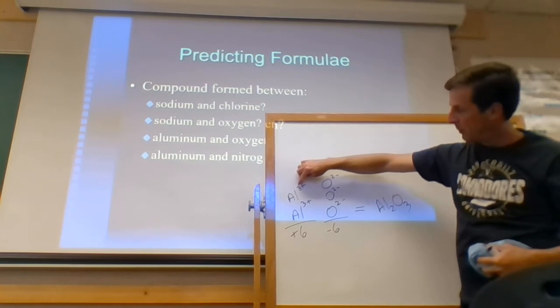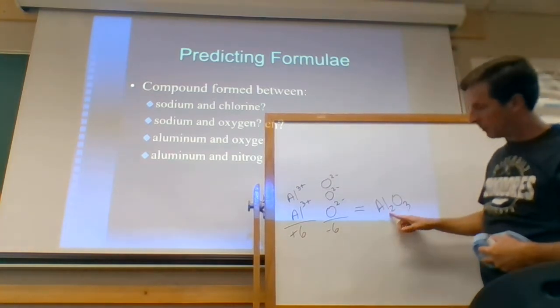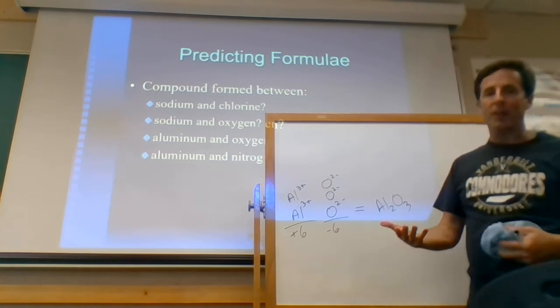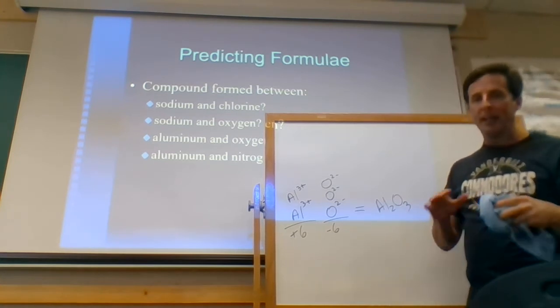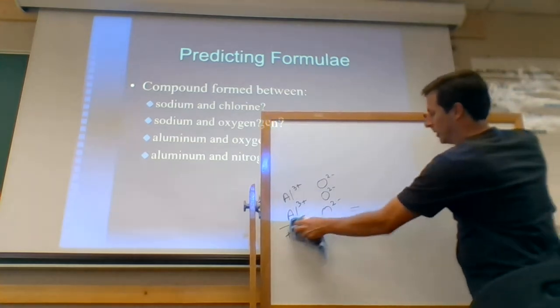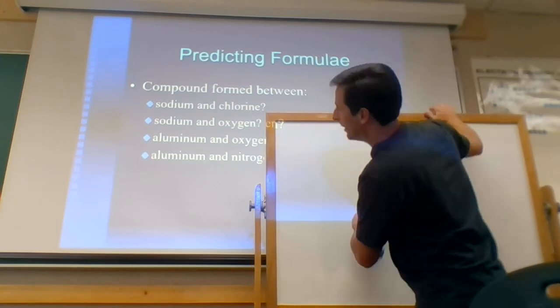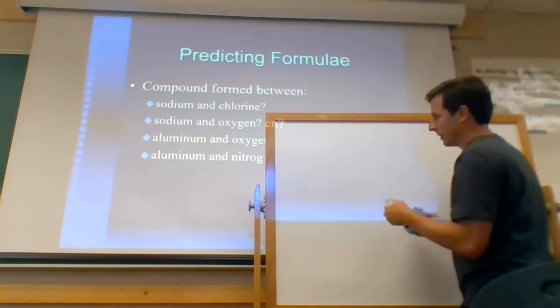Now again, if I had done my shortcut, the 3 from aluminum goes down on the oxygen, the 2 from the oxygen goes down on the aluminum, Al2O3, I can get there another way. But again, just make sure you double check that it can't be reduced. Okay?